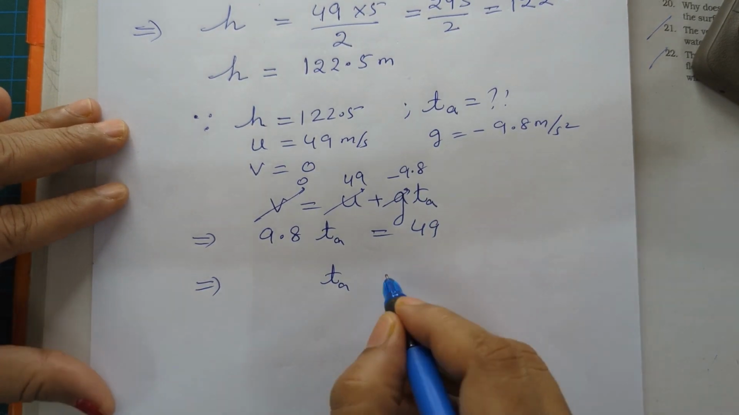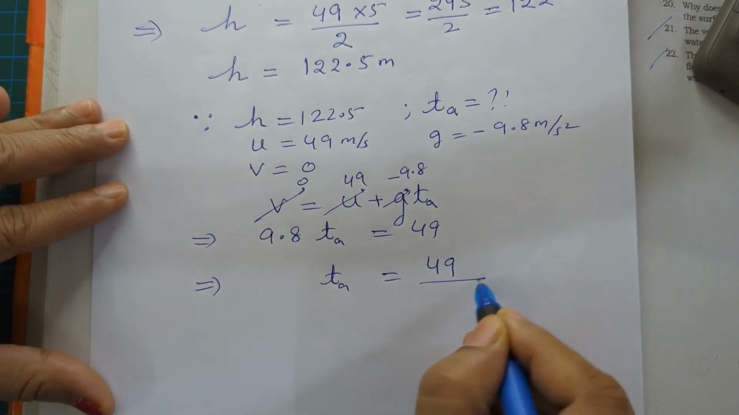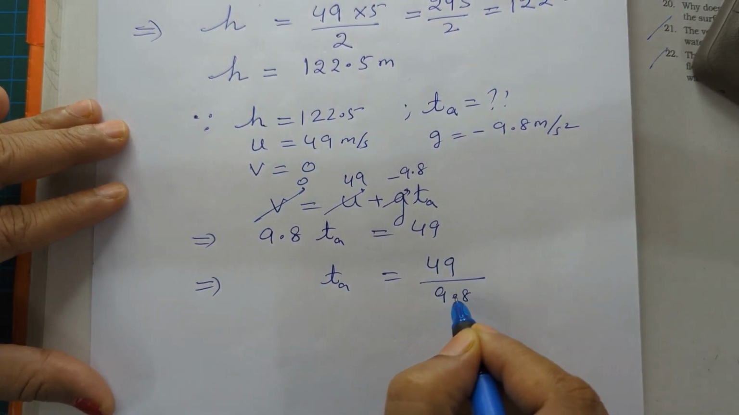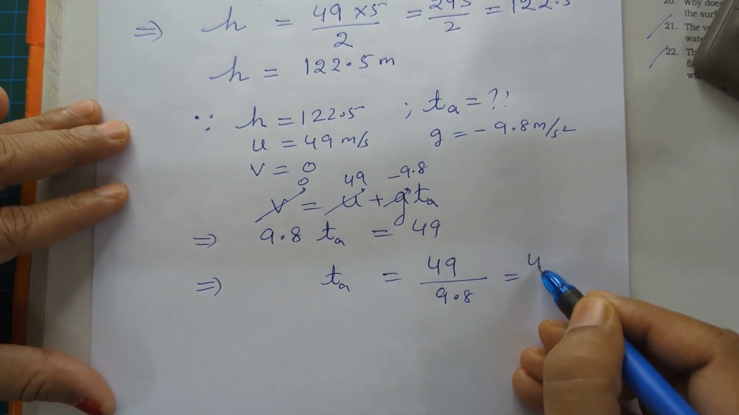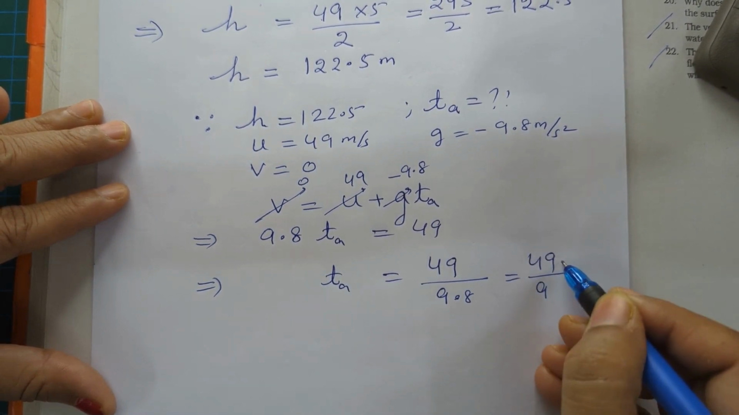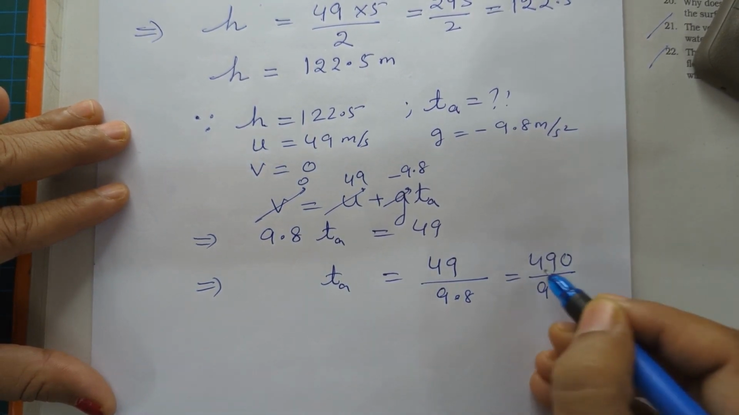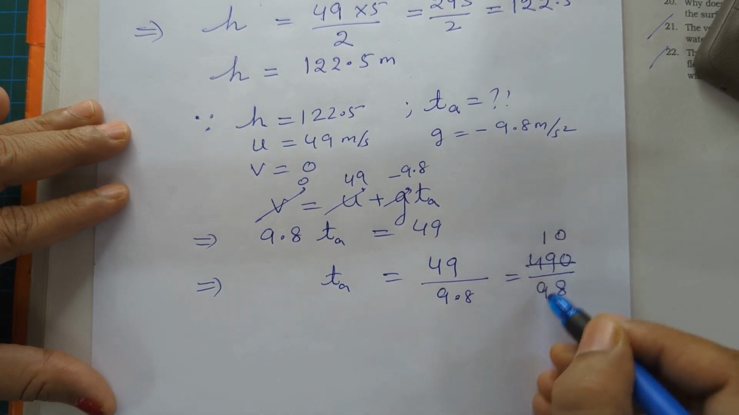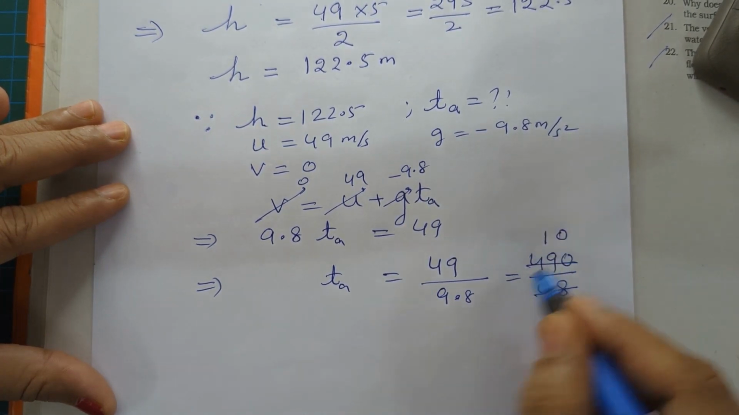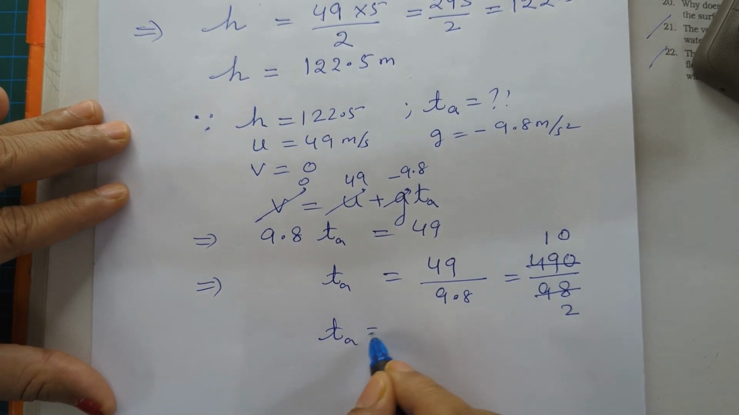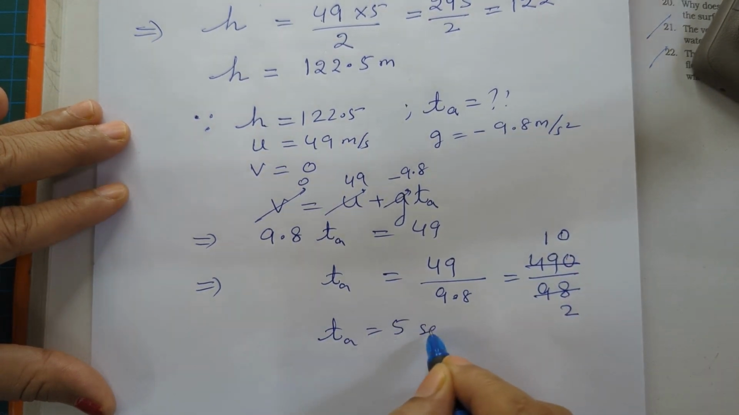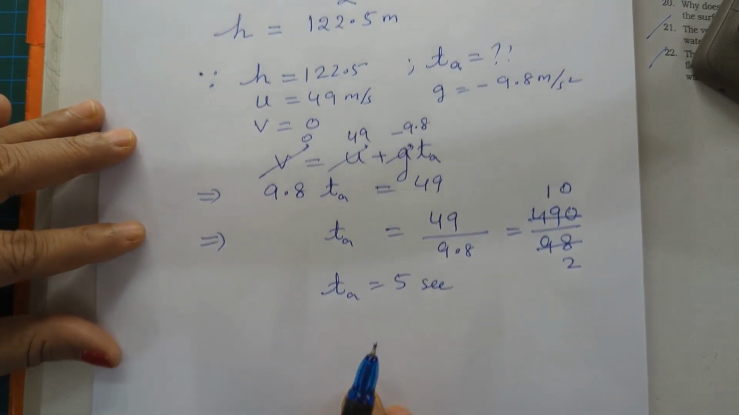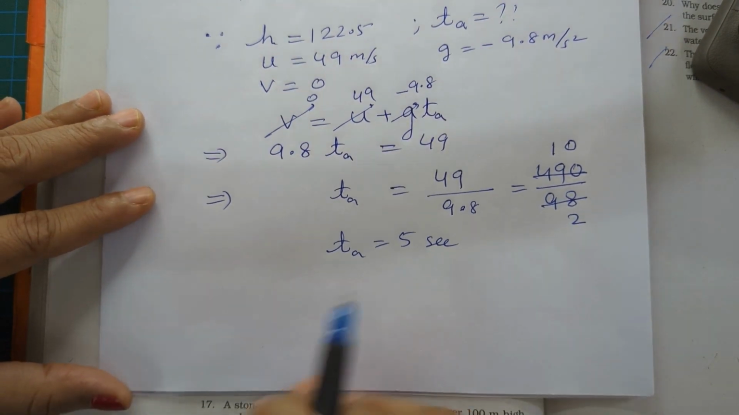Time of ascent is 49 upon 9.8. This contributes a 0 to the numerator, so 490 upon 98. 49 ones are 49, 49 twos are 98. So we get time of ascent as 10 by 2, which means 5 seconds. The question says, what is the total time taken by the ball to reach the ground?